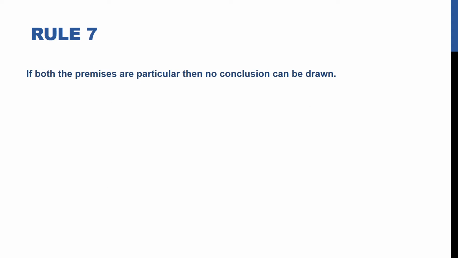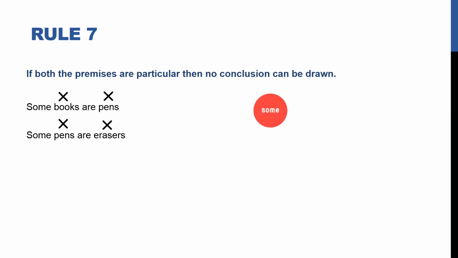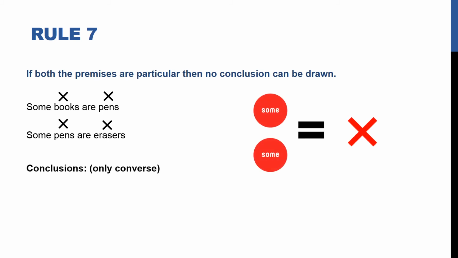According to Rule 7, if both the premises are particular, then no conclusion can be drawn. Example, some books are pens and some pens are erasers. Here, we do not have a primary conclusion and we only have the converse of the statements as a conclusion, which are some pens are books and some erasers are pens.